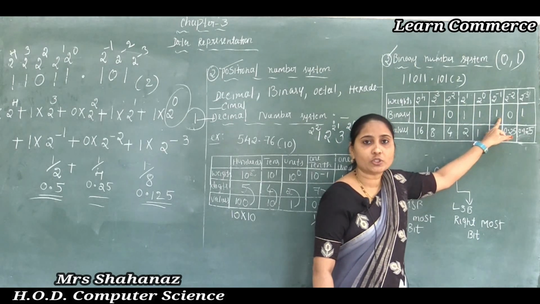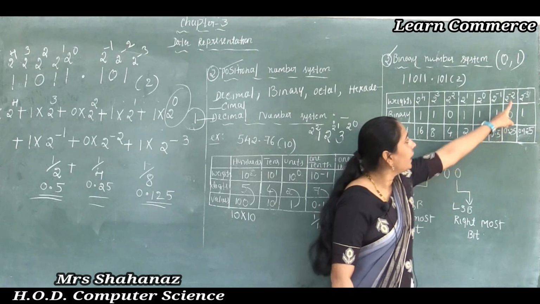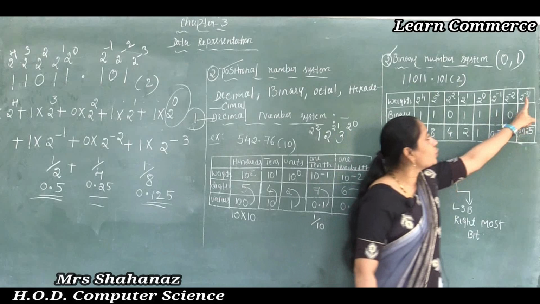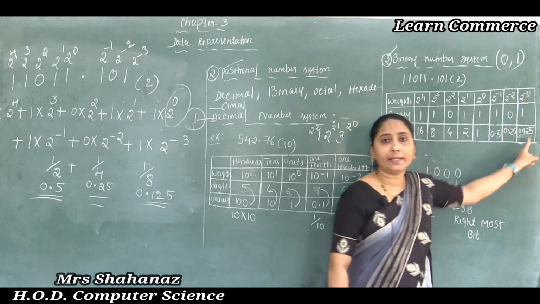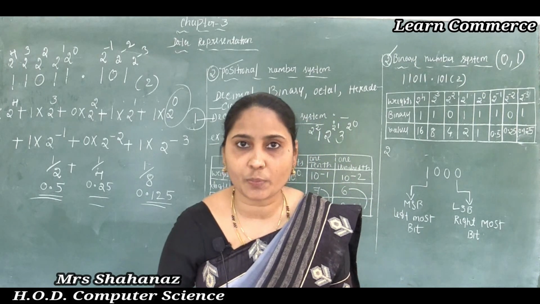2 to the power of minus 1, how we are going to multiply 1 by 2, 0.5 will be the answer. 2 to the power of minus 2, 1 by 4, 0.25. 2 to the power of minus 3, 1 by 8. So the value will be 0.125. So clear this point here.